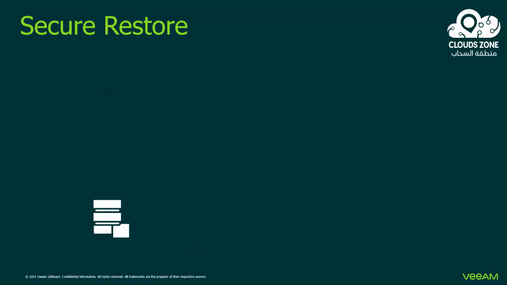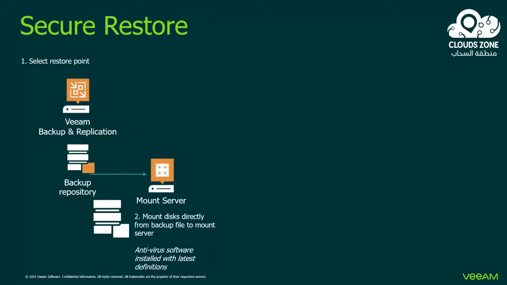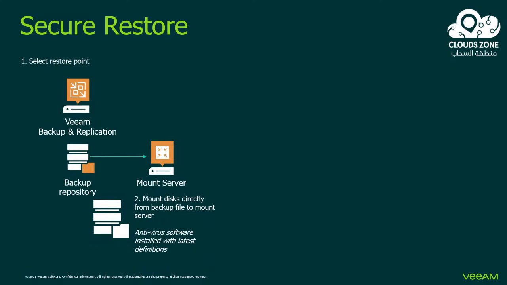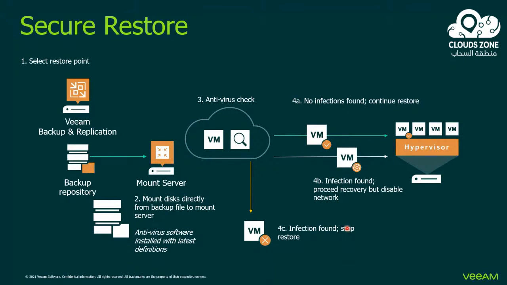This is a really unique feature, which is the secure restore. With the secure restore, we scan the backup file before we restore it to production, and we scan it using your organization's antivirus. So Veeam can natively integrate with your antivirus software and scan the backup file before it's restored to production. If it finds no infection on the backup file, it will be restored normally in production. If there is an infection, you can choose either to restore it to production and disable the network, or you can just fail the restore.